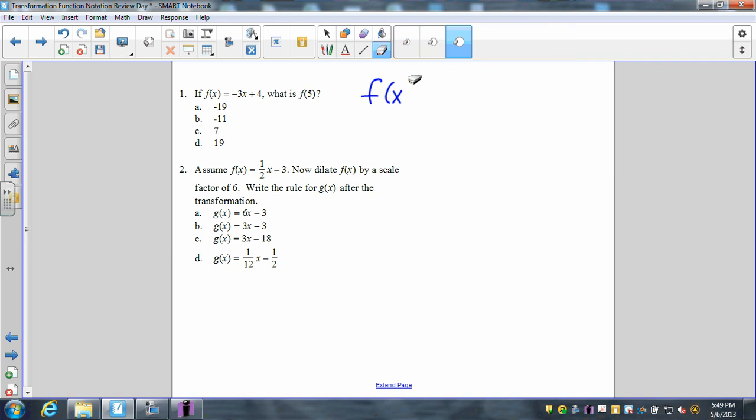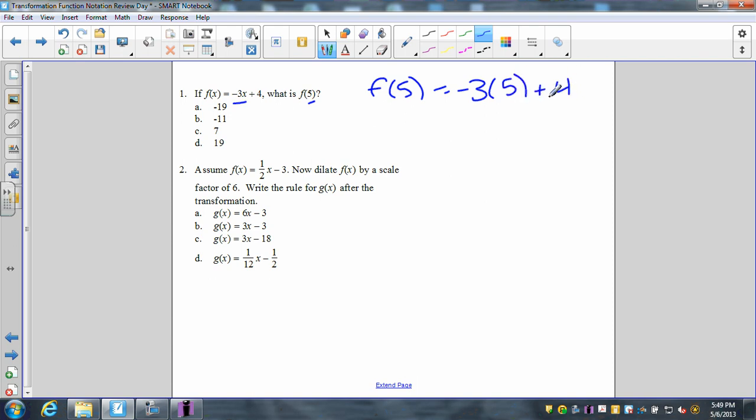All right, number one says, if f of x is negative 3x plus 4, what is f of 5? Now, f of 5 means I just take 5 and I plug it in for x. So it's negative 3, now instead of times x, it's times 5 plus 4. What is negative 3 times 5? Well, that's easy. That's negative 15 plus 4. Negative 15 plus 4, same or different signs? Those have different signs, so I will subtract these two and keep the sign of the larger number. Now, negative 15 is bigger than 4, so it's negative, and then 15 minus 4, 11. B is the correct answer, number 1.